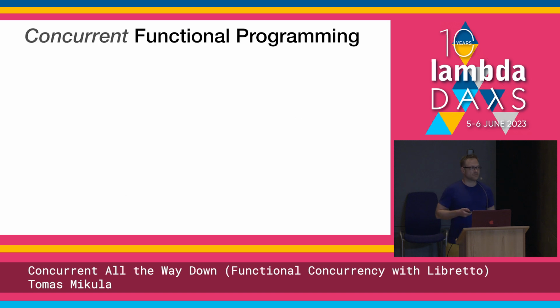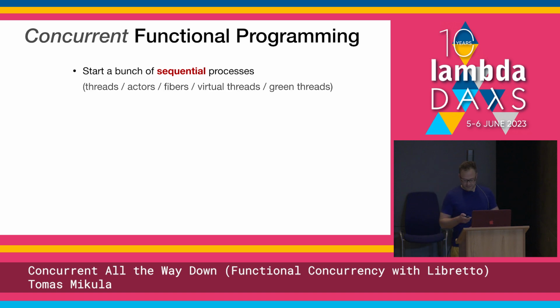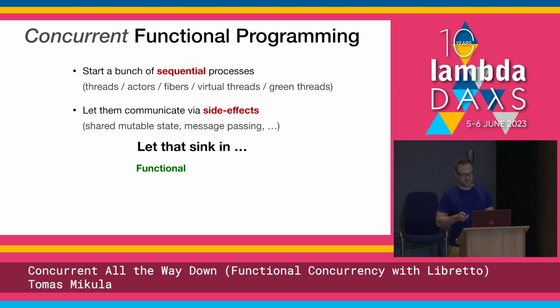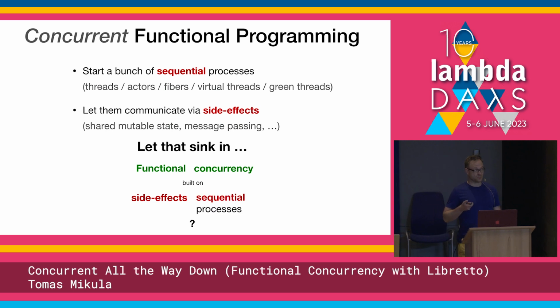Now, what does concurrent functional programming look like in practice? We start a bunch of sequential processes. These come under many different names, like processes, threads, actors, fibers, and so on. And we let them communicate via side effects. Writing to a shared mutable state is a side effect, and likewise sending and receiving messages are side effects. So do you get the irony here? We are building functional concurrency on top of side effects and sequential processes.